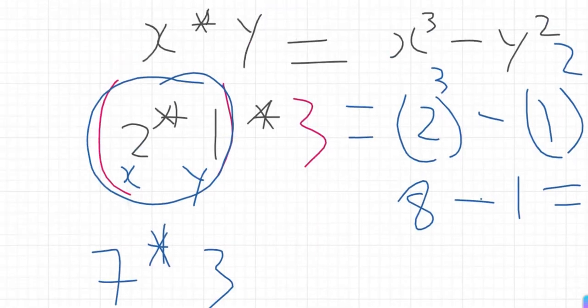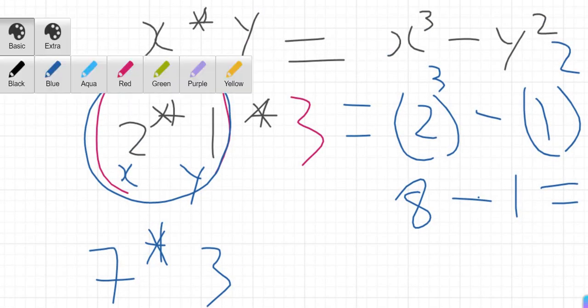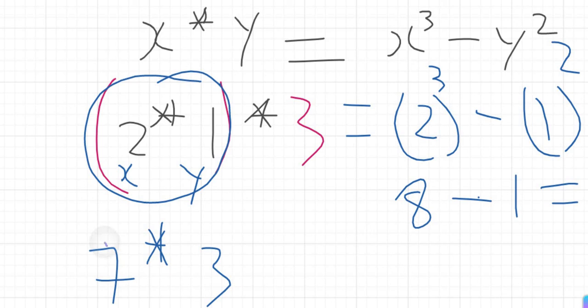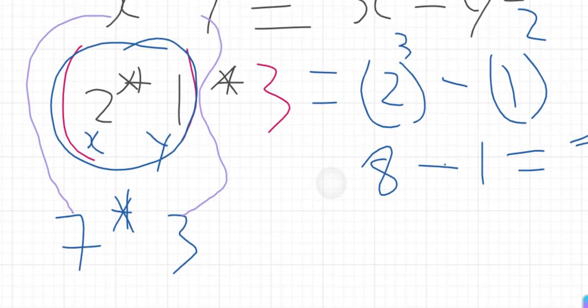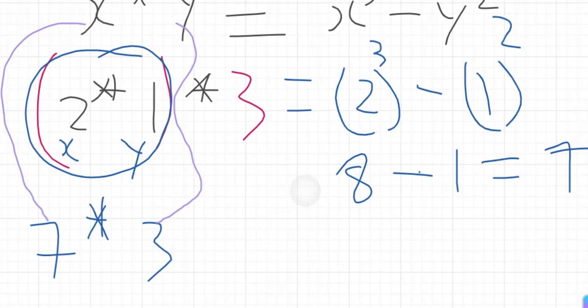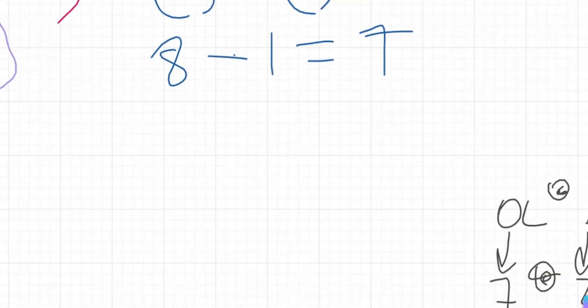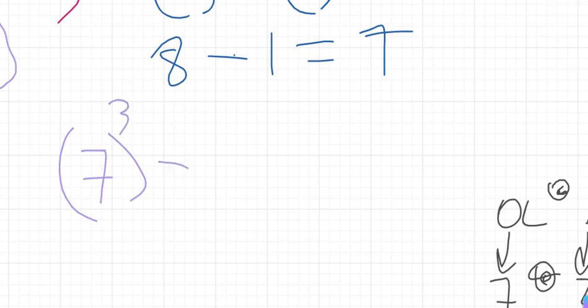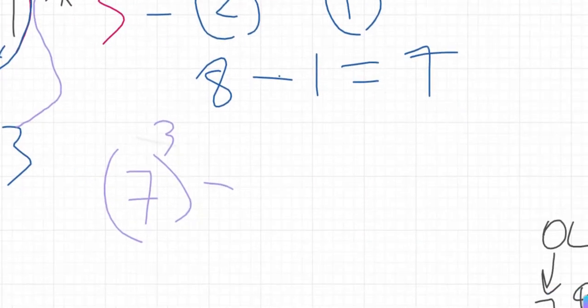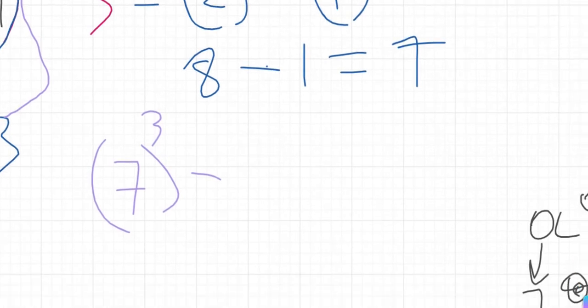And then we can do the same thing by saying this 7 now will represent the x, and this 3 will represent the y. So anywhere we see x we put 7, and anywhere we see y we put 3. So let's go. We say now 7 raised to the 3rd power minus, what was y again? 3. 3 raised to the second power.